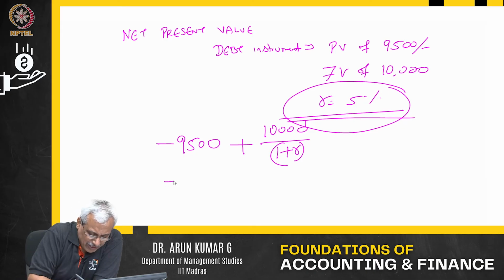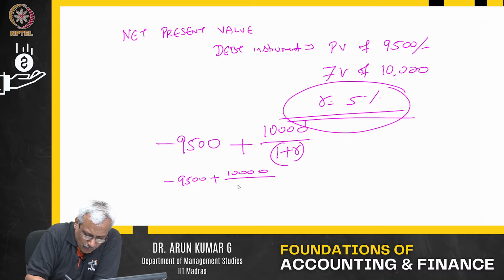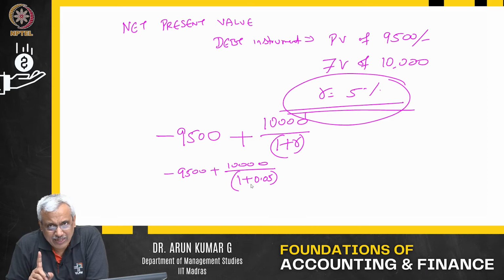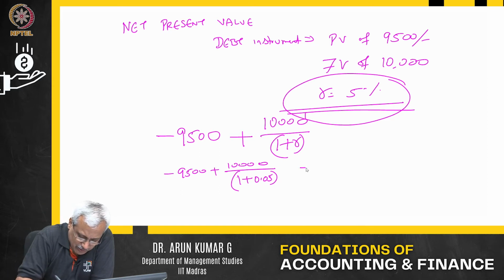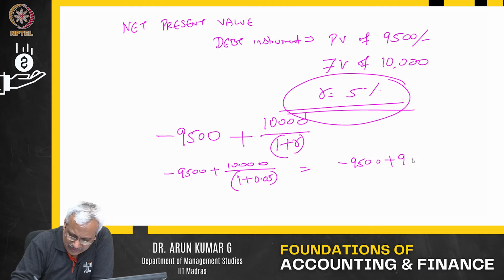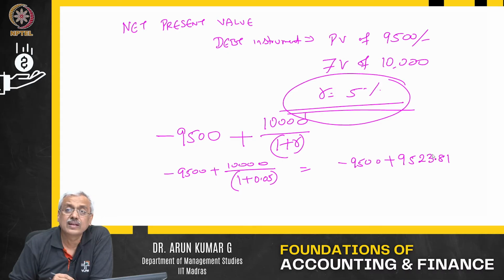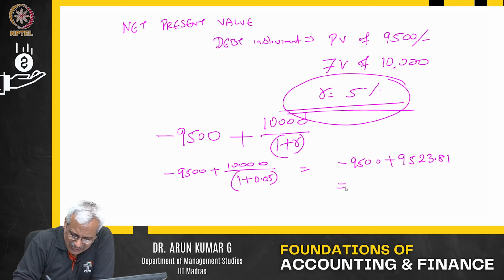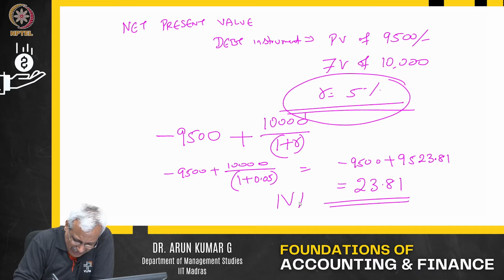So what happens? It will be minus 9,500 plus 10,000 divided by 1 plus 0.05, that is 5%, to the power 1, because I am discounting only for 1 year. That will be equal to minus 9,500 plus about 9,523.81. That means there is a 23.81 positive NPV, net present value.